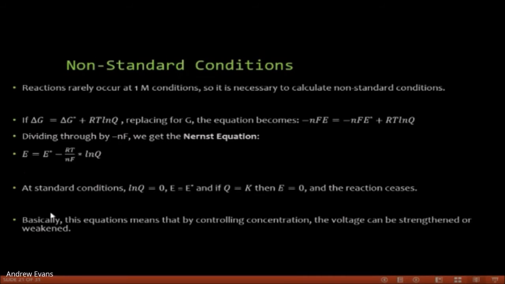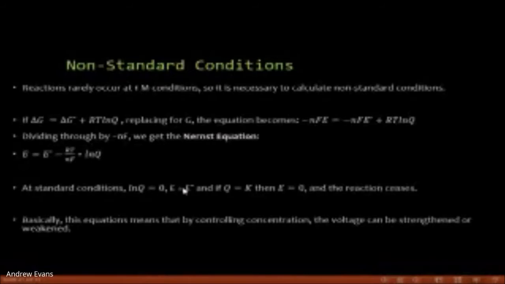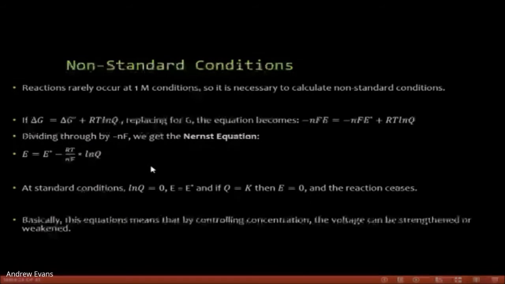But once again, under standard conditions, ln Q is zero, and thus E is E standard. When it reaches equilibrium, Q equals K, then this is going to be equal to this, and those are going to cancel out, and you're going to have E cell equals 0. But basically, this equation means if we can control the concentration of our battery, we can control the voltage. We can either strengthen the voltage or weaken the voltage to get it right where we need it to be.